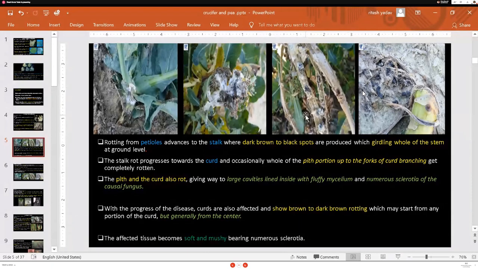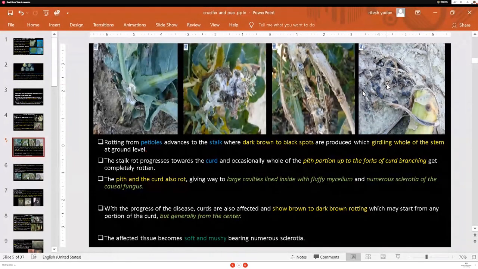As I already said, infections can be seen on the curd or on the inflorescence. They also cause rotting of the inflorescence, and it is further accompanied by development of white fluffy mycelium. Their mycelium is very white, very fluffy, very cottony. In this photograph you can see some oval and elongated black colored sclerotia. These are the perennating structures formed by Sclerotinia sclerotiorum.